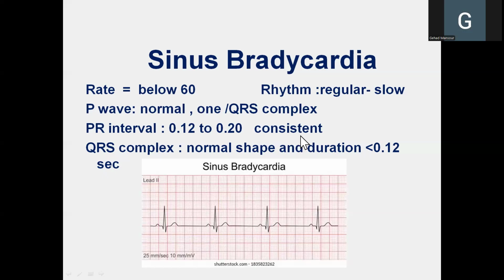Moreover, it is consistent, meaning that all the PR intervals between the end of the P wave and the beginning of the QRS complex along the ECG tracing are the same. And this is another evidence that they are carried across the same pathway, which is the AV node. That's why they have the same range of duration and they are consistent, meaning that they have the same duration along the ECG tracing.